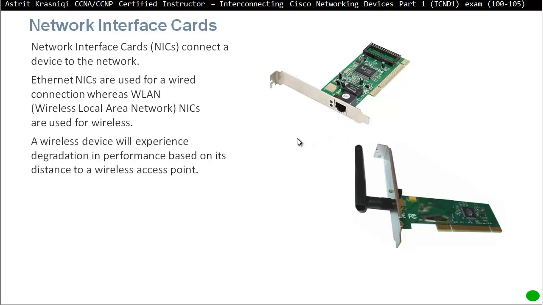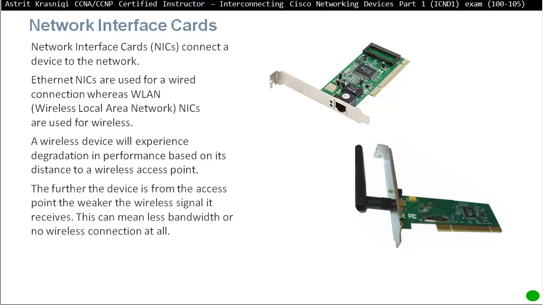A wireless device will experience degradation in performance based on the distance from the wireless access point. You know, the further you are, you're going to lose the signal. Your signal is going to get bad. You may even drop the signal. So the closer you are, the better performance you're going to have.